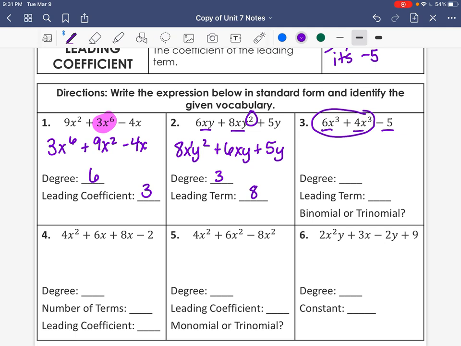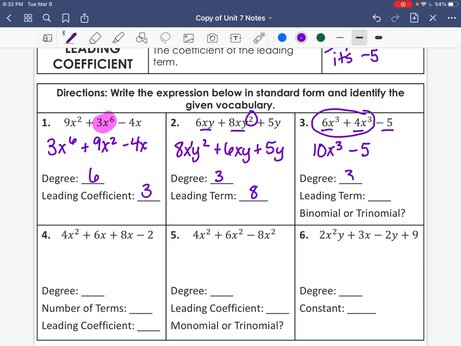So 6x to the third plus 4x to the third is 10x to the third. Remember, you don't change exponents unless you're multiplying or dividing. And then we'll have minus 5 because it doesn't have an x, so it cannot be combined with the other ones. So if the x's have the same exponent, then their coefficients can be added together.